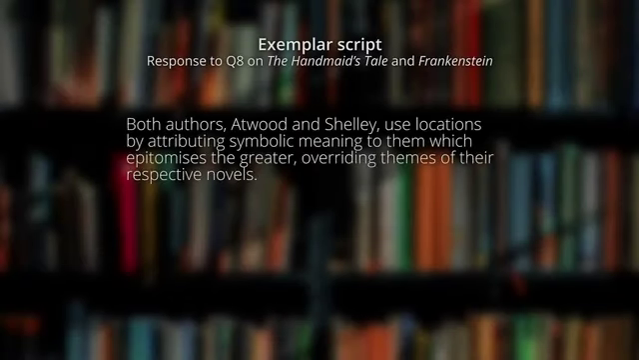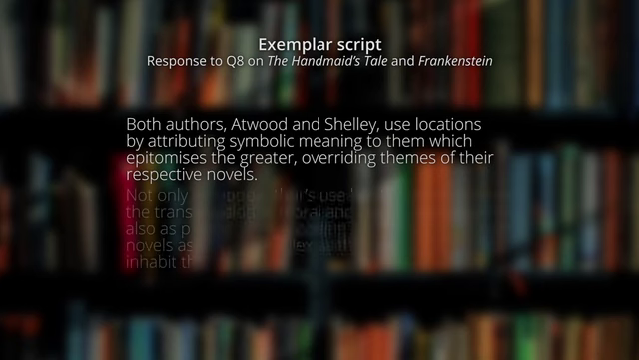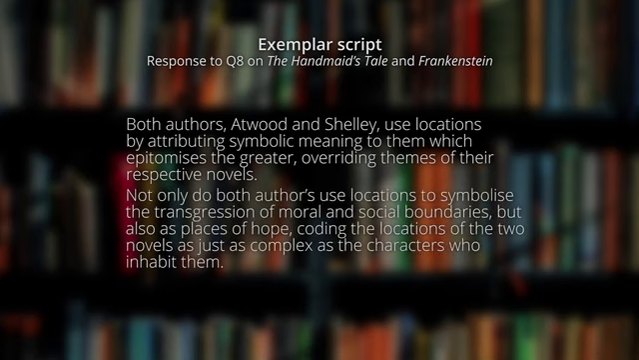Both authors, Atwood and Shelley, use locations by attributing symbolic meaning to them, which epitomises the greater overriding themes of their respective novels. Not only do both authors use locations to symbolise the transgression of moral and social boundaries, but also as places of hope, coding the locations of the two novels as just as complex as the characters who inhabit them.